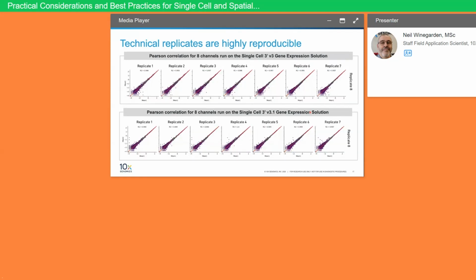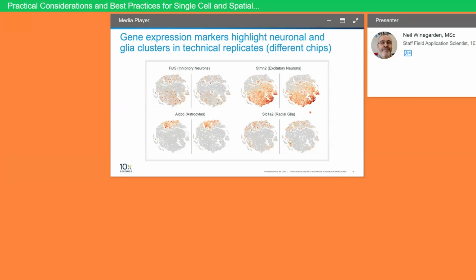That same data presented in a more quantitative fashion shows that the technical replicates from the same source material are highly reproducible, each of these pairwise comparisons having R-squared values above 0.99. Looking at individual genes of interest also shows a high degree of similarity in technical replicates, in this case, even across different chips, which were therefore separate runs.